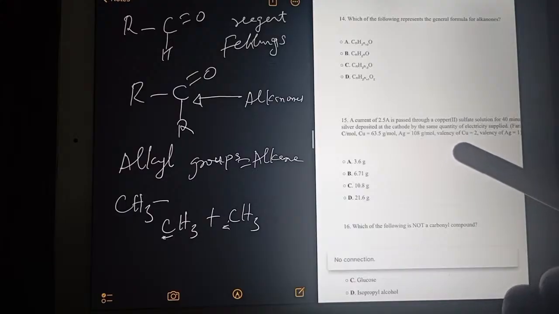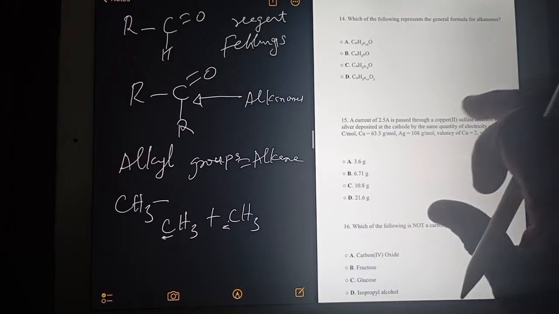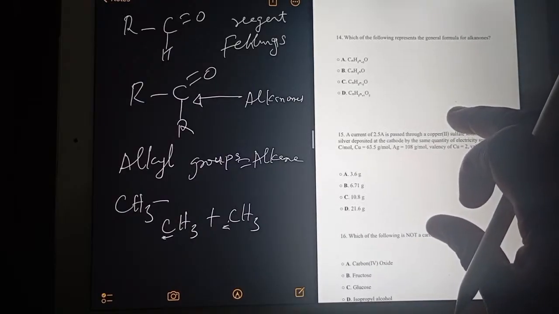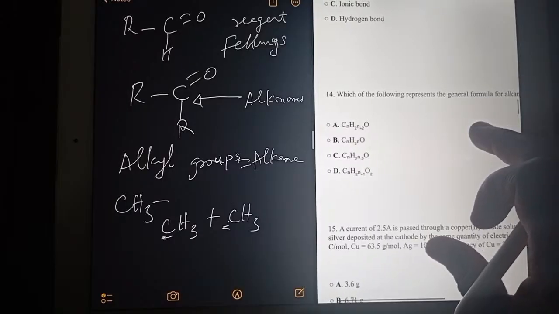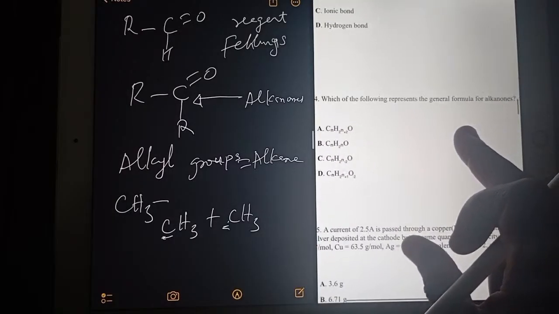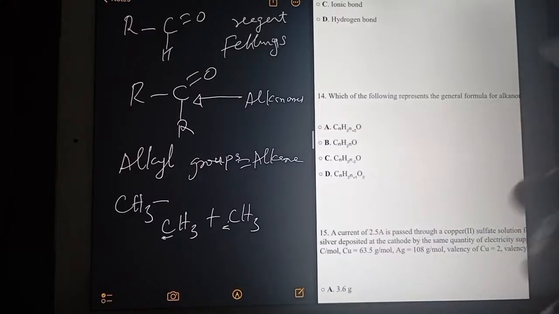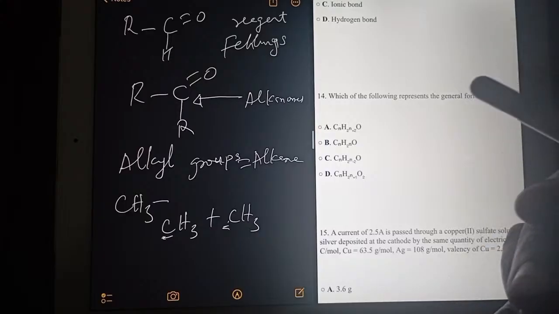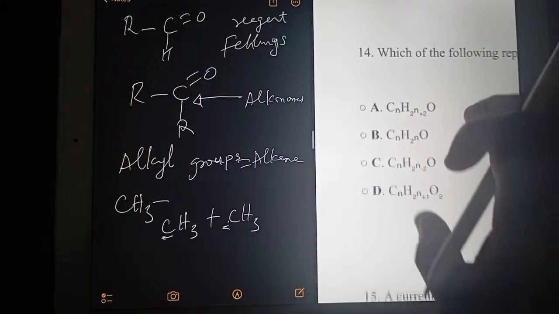Remember, your aim is not just to know that the answer is A, but to listen to my explanations carefully. We stopped at question 14 yesterday, and the answer to question 14, which asks which of the following represents the general molecular formula of alkanones, where we are expecting CnH2n+1 RCO, is written in this form. The answer is option B for number 14.